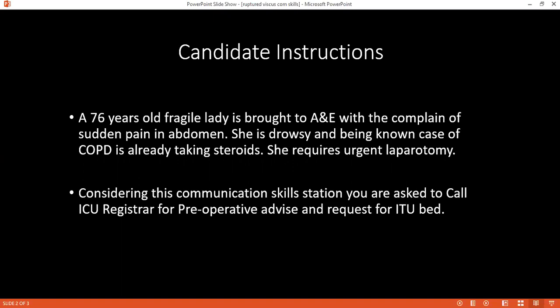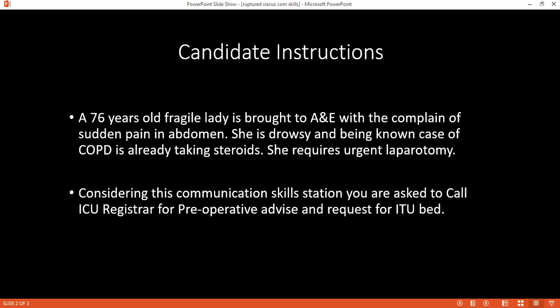Yes, a 70-year-old female who had been to the ER complaining of sudden abdominal pain. She also has a known case of COPD and she's taking steroids. We suspect she might have a perforated viscus. So now she's in the HDU. Also, I would like to ask your advice about the perioperative management.